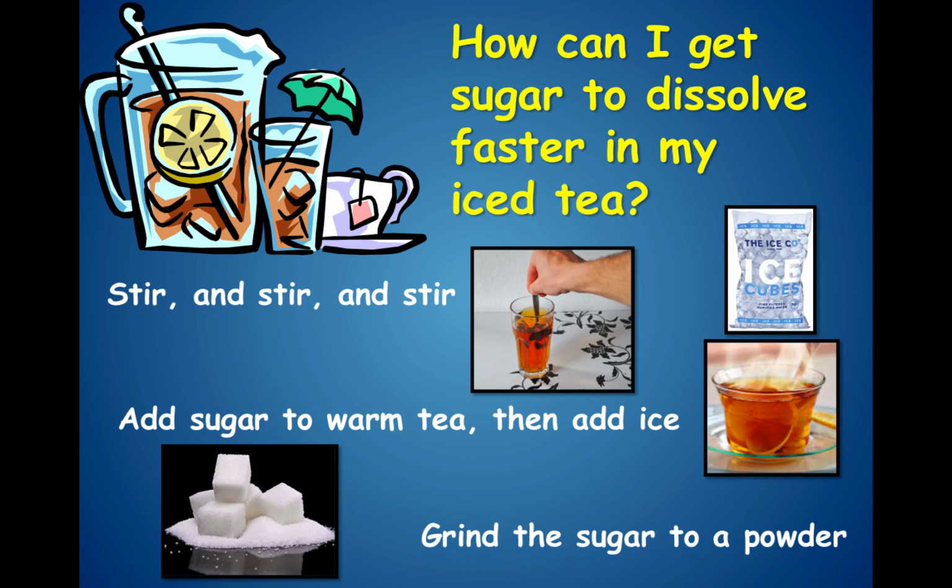These are three methods of speeding up the rate at which a solid dissolves: stirring, increasing the temperature, and grinding the solid into a fine powder. Well, let's look at how each increases the rate of dissolving.